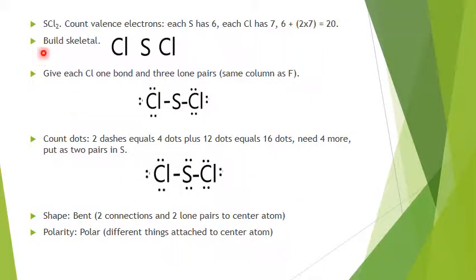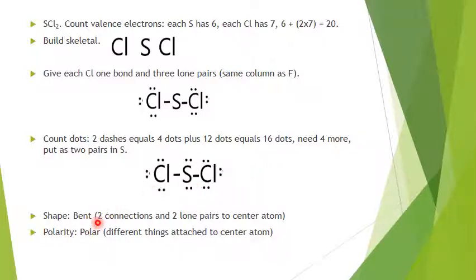Okay, SCl2. Sulfur has 6 valence electrons. Each chlorine has 7, so it's going to be 6 plus 7 plus 7, which is 20. Skeletal structure, sulfur in the middle. Chlorine outside gets 1 bond with 3 lone pairs. Count them up. Each dash is 2, so 2, 4. Then the pairs are 2, 4, 6, 8, 10, 12, 14, 16. We need 20. We need 4 more. Where are the 4 going to go? In the center, as 2 pairs. And you're done.